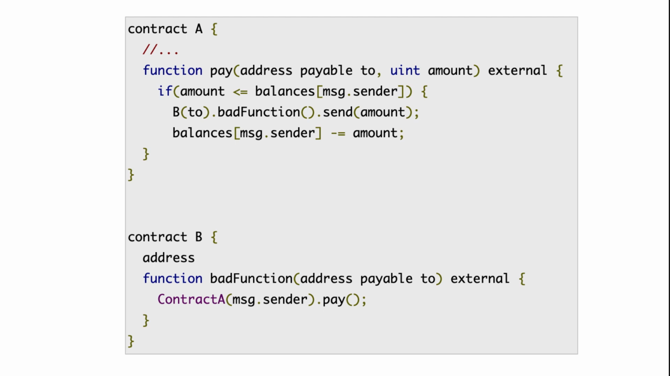The problem is that in the bat function of contract B, we actually call back the pay function of contract A. And when this happens, the if condition is going to pass again, because at this stage we haven't decreased the balance of the sender. So A is going to call the bat function of contract B again and send some ether again. And the loop is going to continue until all the ether of contract A has been drained and sent to contract B. That's exactly what happened in the DAO attack in 2016.